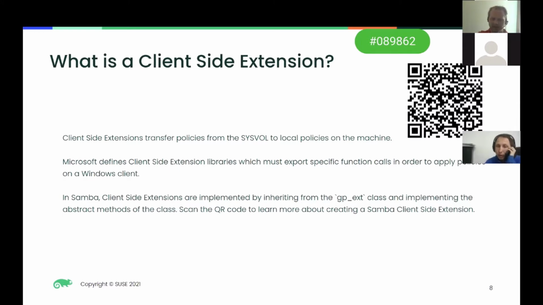So client-side extensions, as opposed to the server-side extension, actually transfer the policies from the sysvol to local policies on the machine. Microsoft provides client-side extension libraries which must export specific function calls in order to apply policies on a Windows client. They define those. In Samba, client-side extensions are implemented by inheriting from the GP extension class and implementing the abstract methods of the class. If you scan this QR code to the right, it'll direct you to a blog post where I explain in detail how to create a Samba client-side extension.